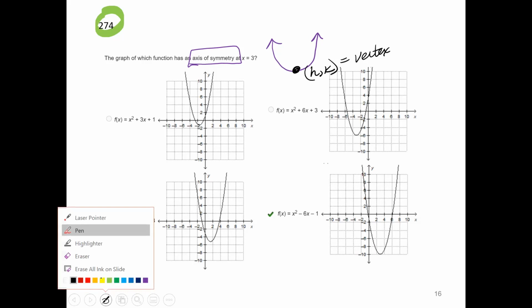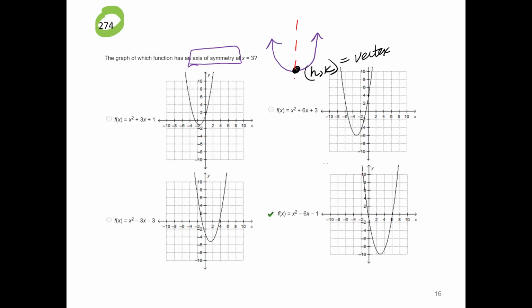Okay, now your axis of symmetry is going to be this line that goes down here. So this right here is the axis of symmetry. And the x value is equal to the h value in that parenthesis.